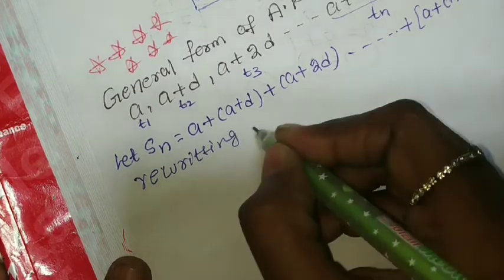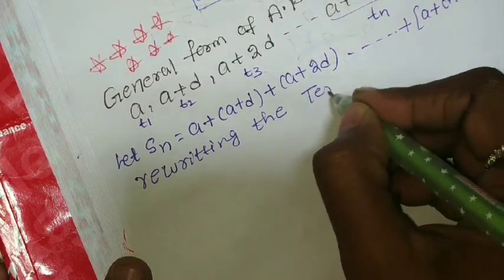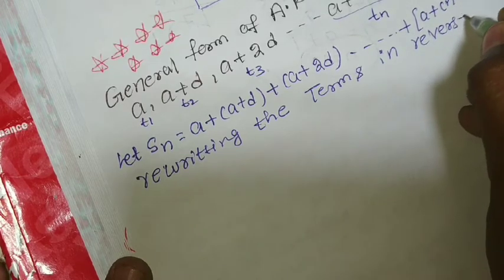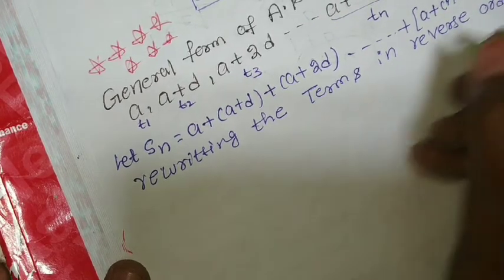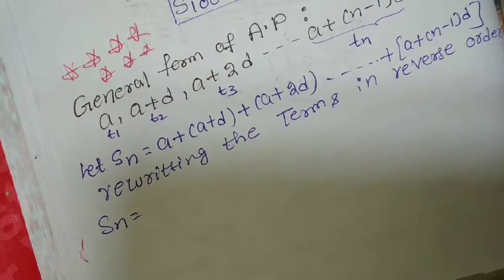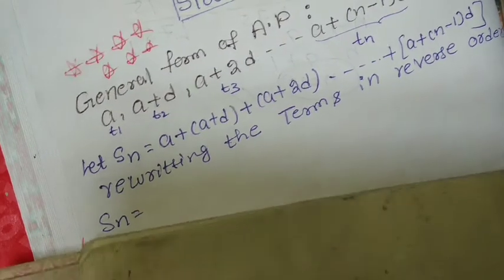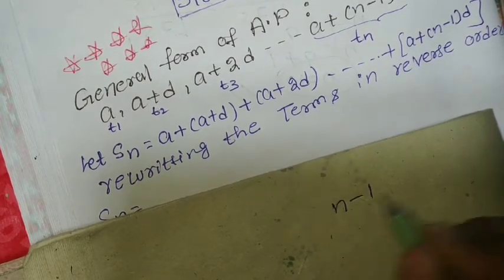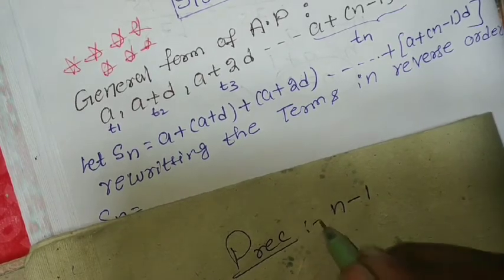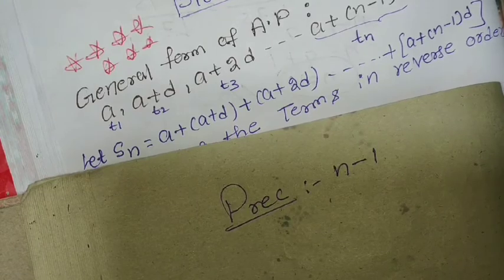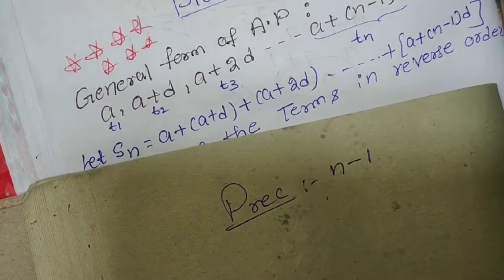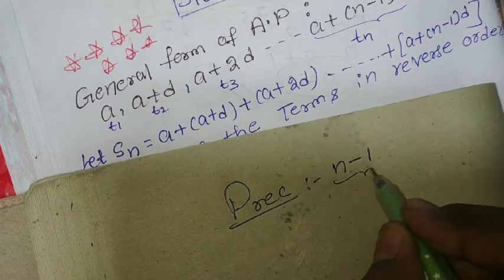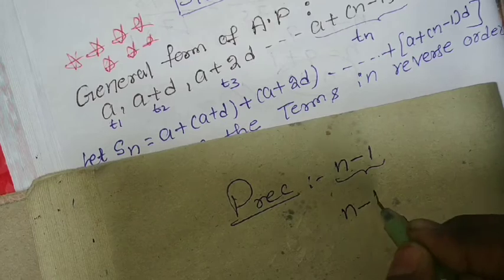Rewriting the terms in reverse order. So Sn is equal to, before that I need to say one thing. What is the preceding number of n minus 1? Preceding number we need. Preceding number means we have to subtract 1 from the given number. So the preceding number of n minus 1 is n minus 1 minus 1.